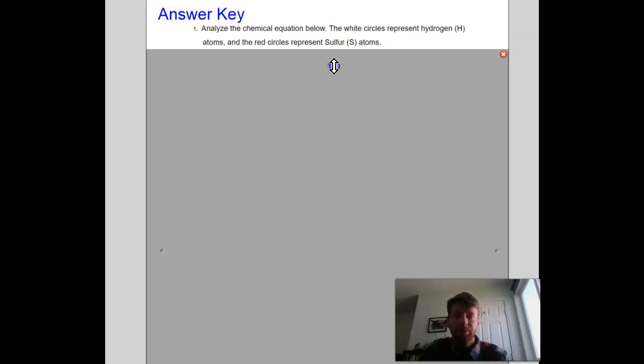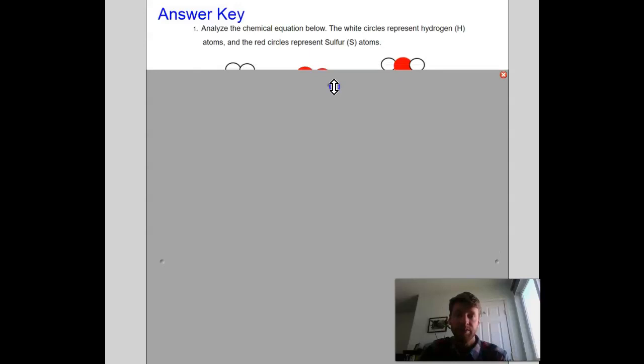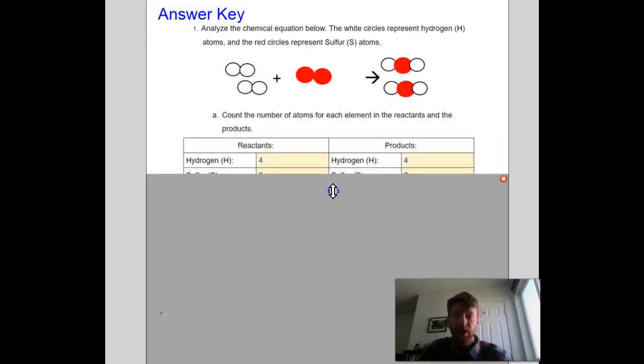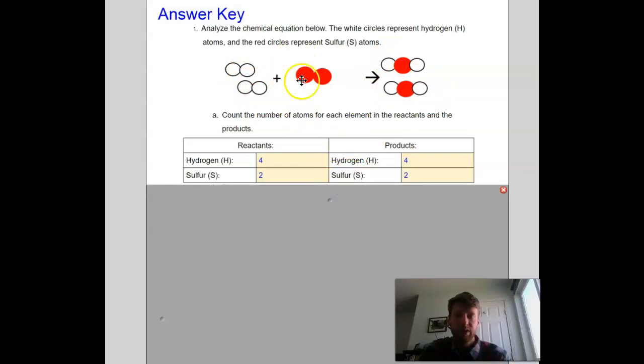So for the first one, it tells us white circles represent hydrogen and red circles represent sulfur atoms. So here's our chemical equation. We started with 4 hydrogen in our reactants, 1, 2, 3, 4, and we ended with 1, 2, 3, 4 hydrogen in our products. We started with 1, 2 sulfur atoms, and we ended with 1, 2 sulfur atoms.